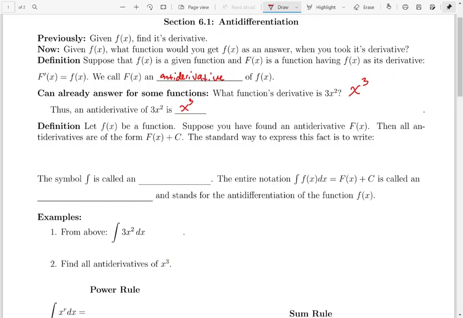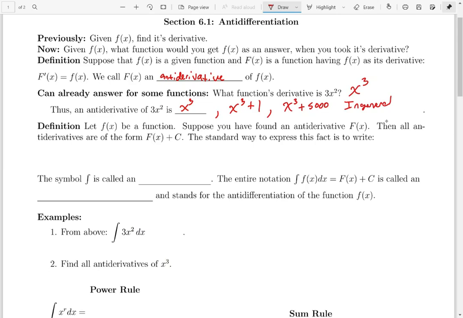Now, the trick though is that that's not the only one. Let me name another one. How about x cubed plus 1? Because if I took the derivative of x cubed plus 1, the derivative of x cubed would be 3x squared, and the derivative of 1 would be 0. And another one? How about x cubed plus 5,000? Same thing happens. Take the derivative of x cubed, you'd get 3x squared, and then the derivative of 5,000 would be 0. And so, the derivative of all three of these functions is 3x squared.